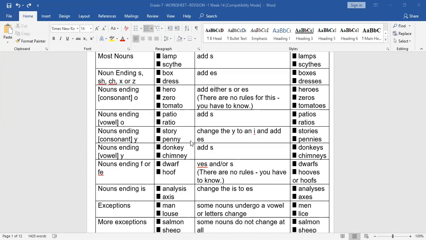So for a consonant followed by Y, we remove the Y, put I, and then add es to make the plural. But if it's a vowel, we don't remove or cut Y. We just add s, like donkeys, chimneys.